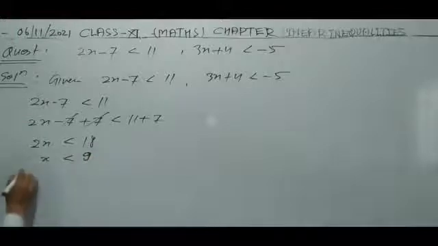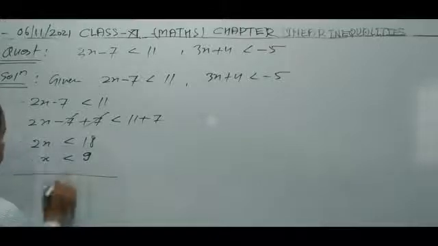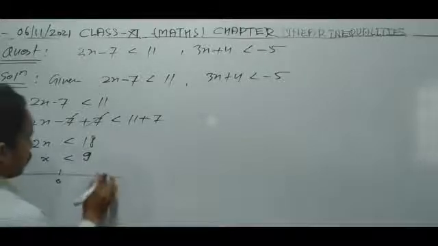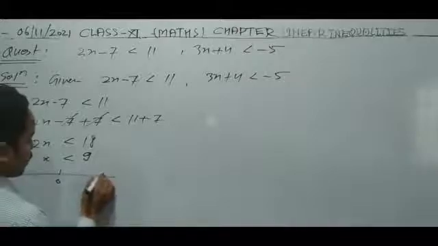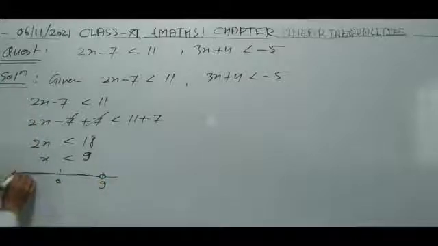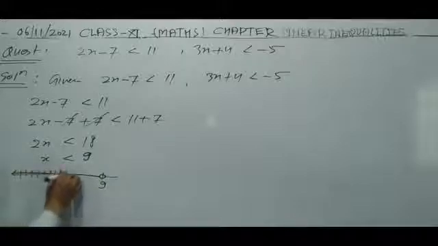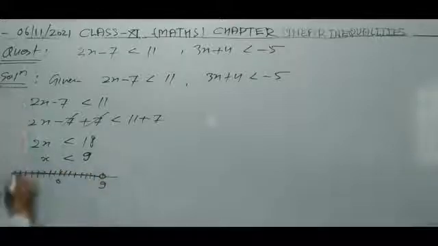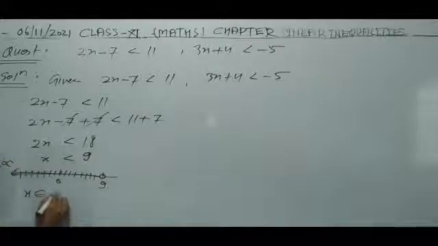Now x is less than 9 means x belongs to, on the number line, when you draw 0, this is 9. So x is less than 9, in this case this is the solution set. On the number line, it means minus infinity to 9. So x belongs to minus infinity to 9.